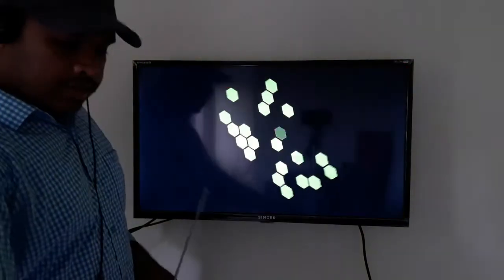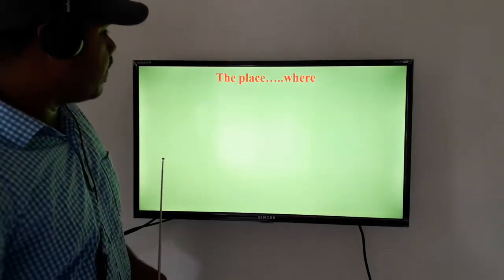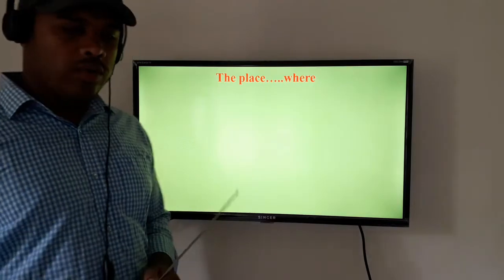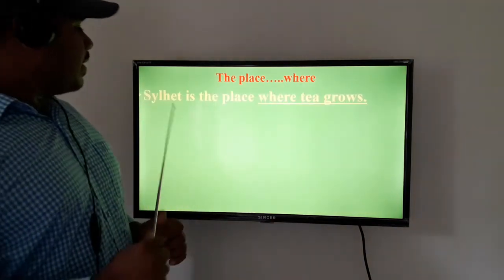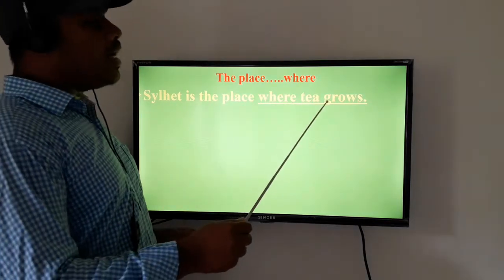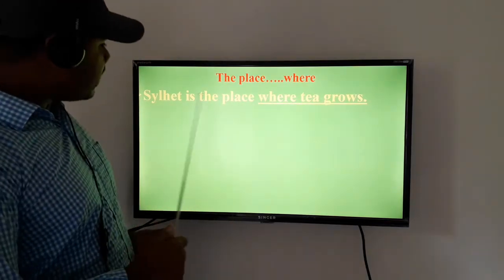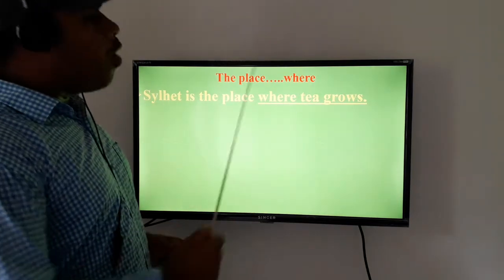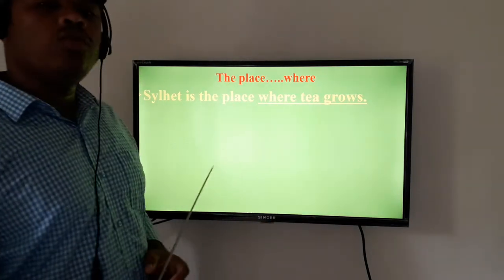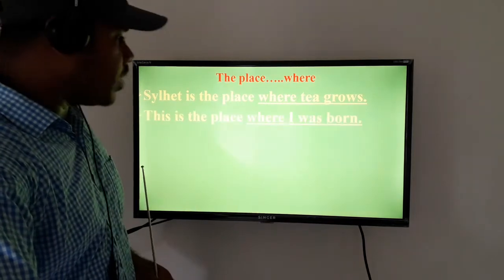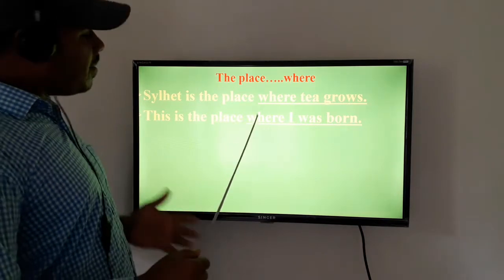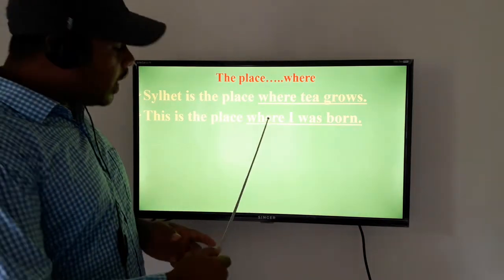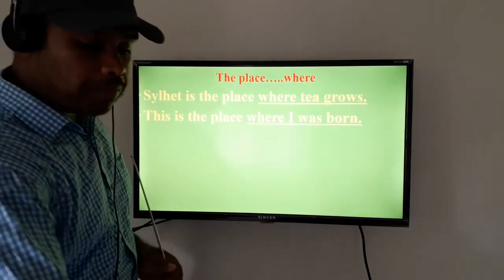All right. Next, we have another rule, that is the place where. We know the place is related with where. So that is the way. If I say, Sylhet is the place where tea grows. Have a look. Sylhet is the place. Then we have to bring where. Then you have to complete it according to tense, and you have to keep it in the same tense. So this is the place where I was born. There again you have to bring where.